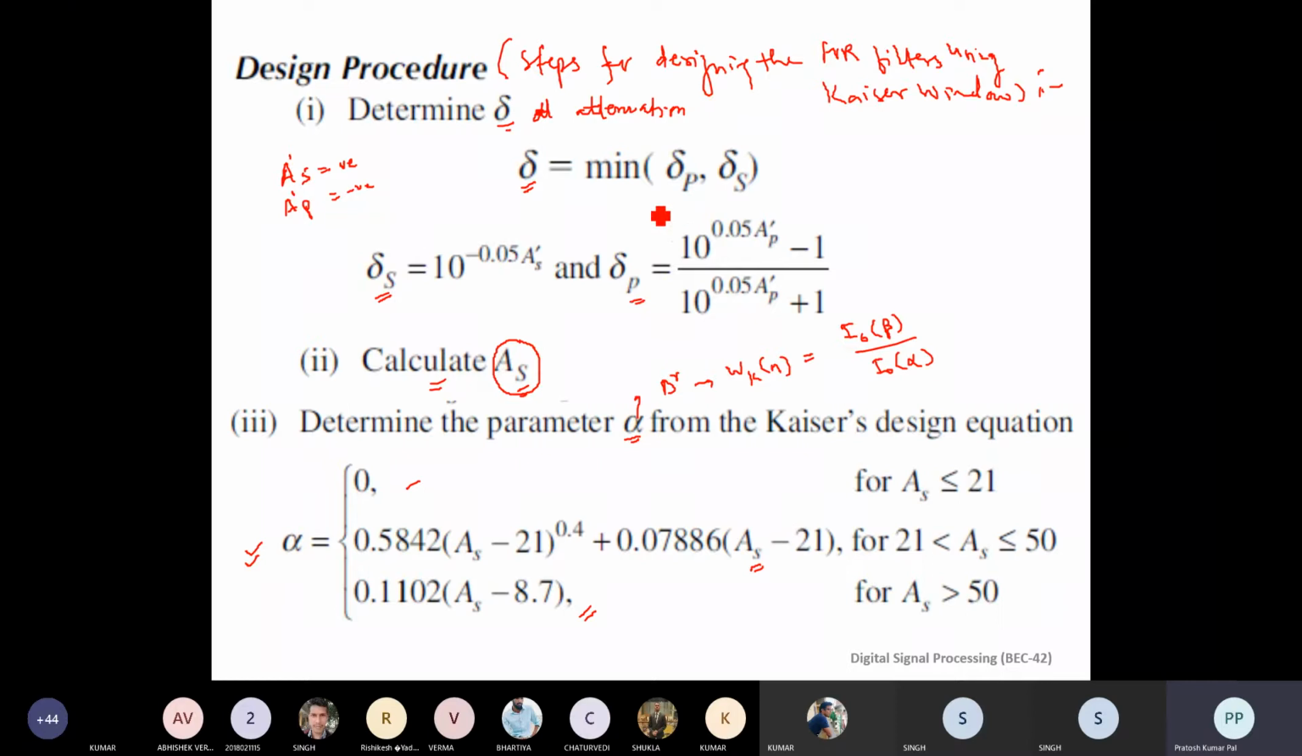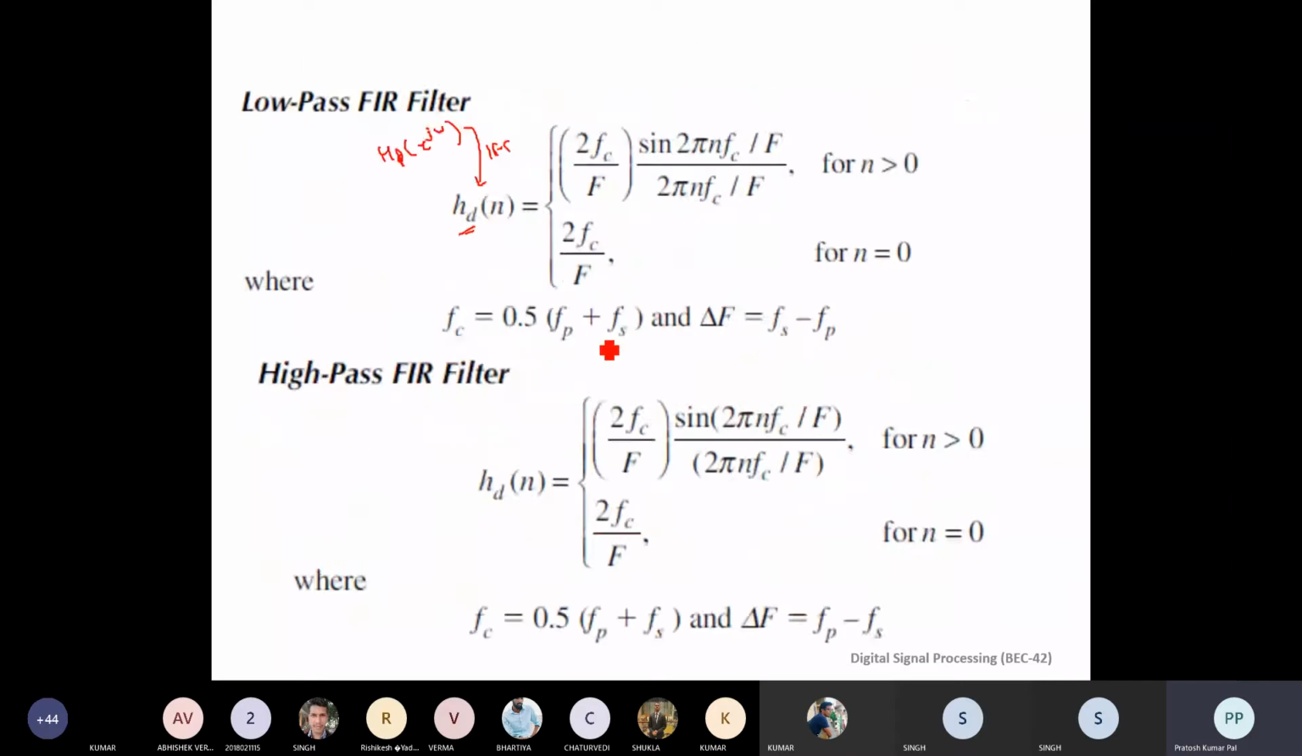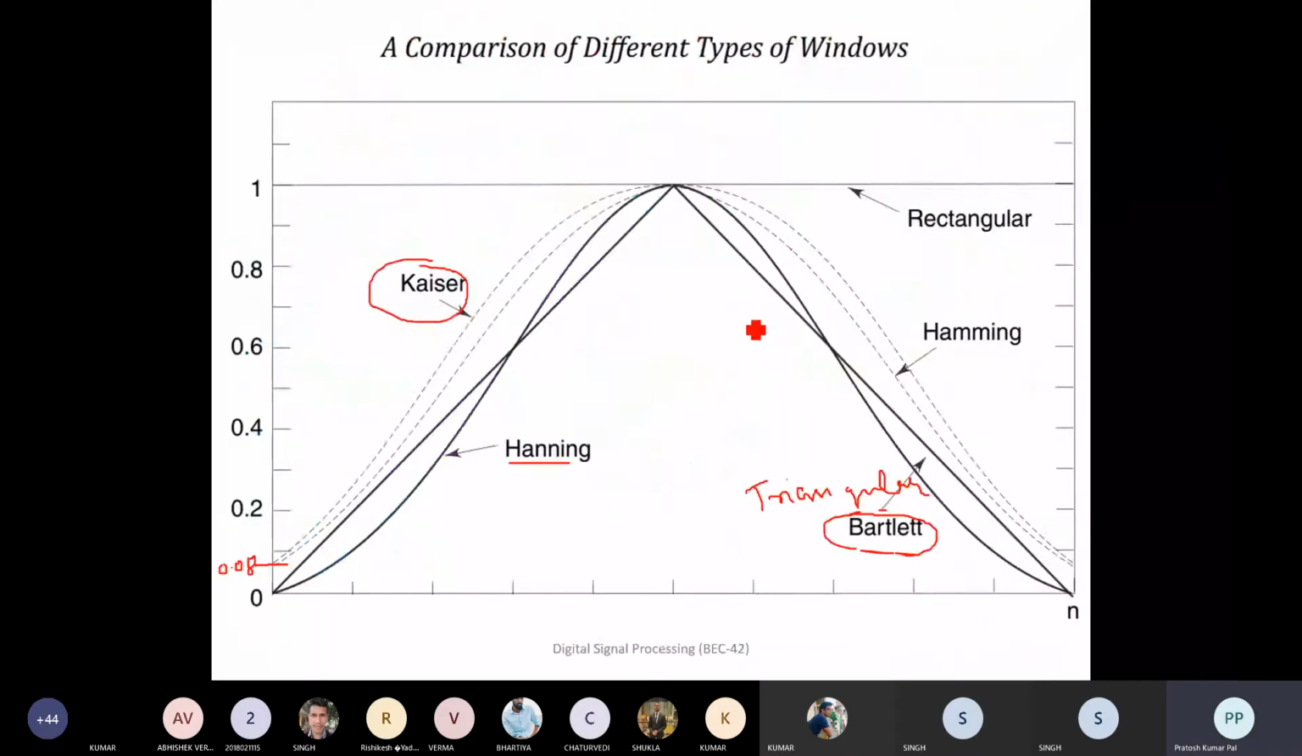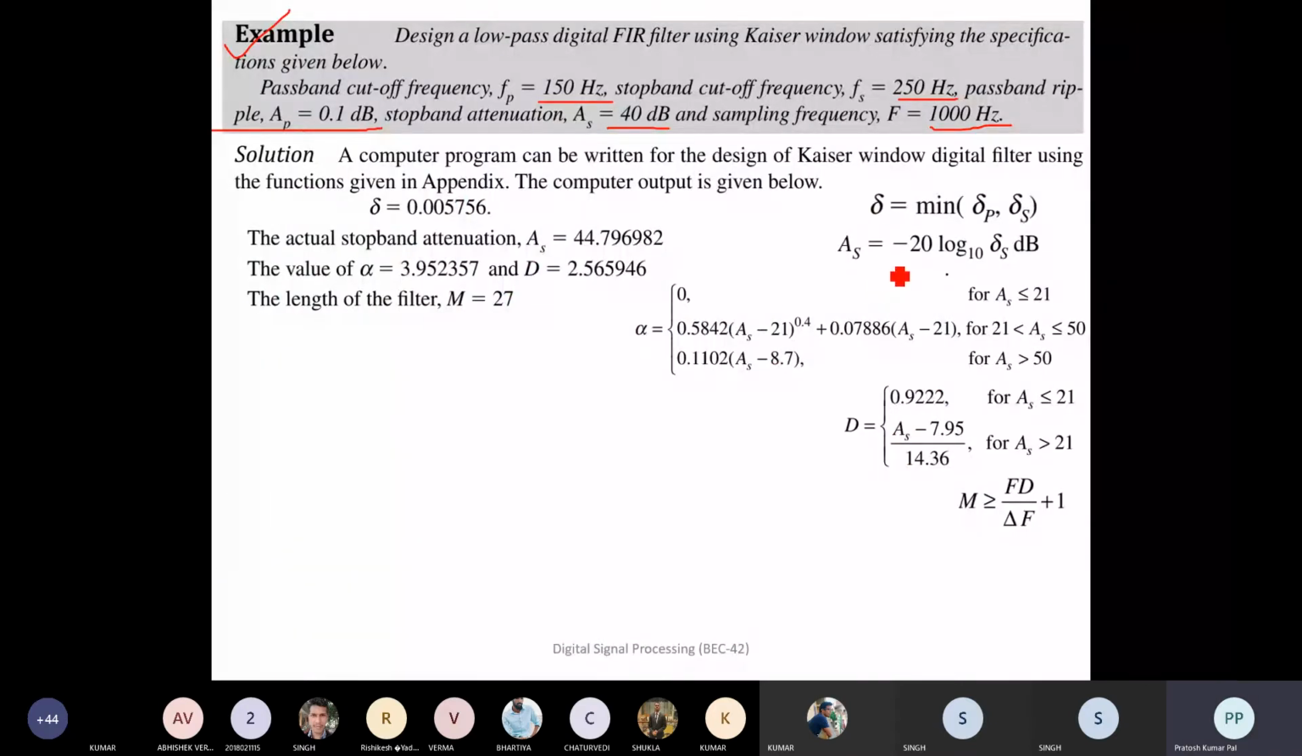So by using these two formulas, whichever one is the minimum will be the delta. And once we have found the delta, we will now find the ES, that is the stop band attenuation magnitude value. For the calculation of AS, the formula that we should be using is minus 20 log 10 delta S. This delta S is basically the delta S that we have found.